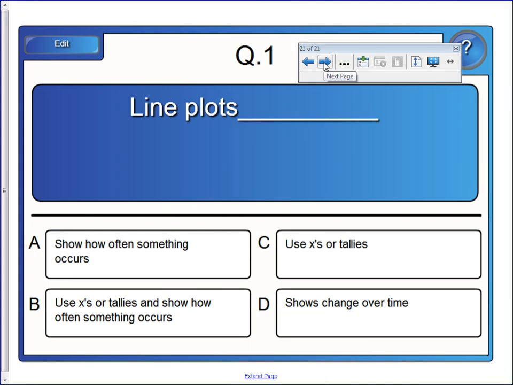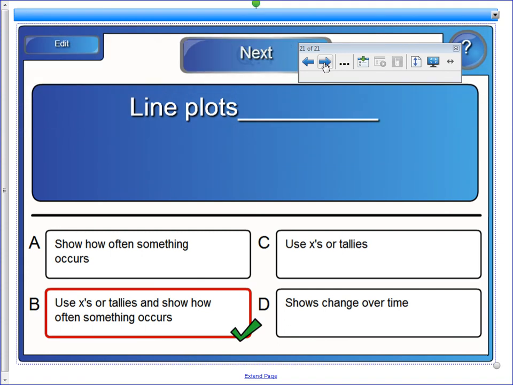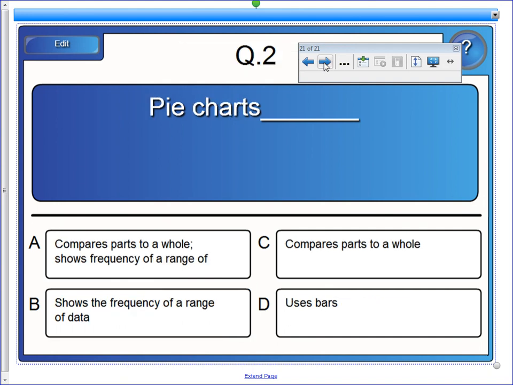If not, on our very last slide, I'm going to go through a couple of these questions with you. So, line plots. A line plot uses x's or tallies to show how often something occurs. Is that what a line plot is? Yes, it is. Pie charts. Well, we just had a question on a pie chart. I think there are 6 of these questions, and that's how we're going to review and go over what each part means. So I'm going to give you time tomorrow, not to take this quiz, but we're going to go over the answers to some of these questions.